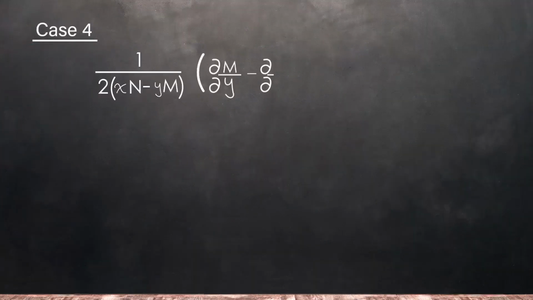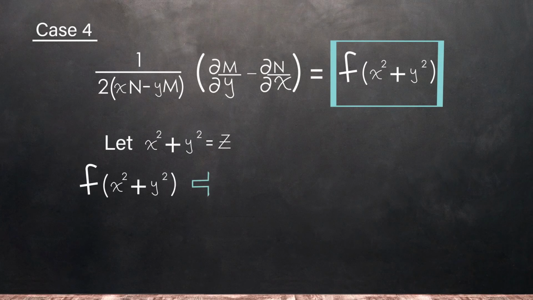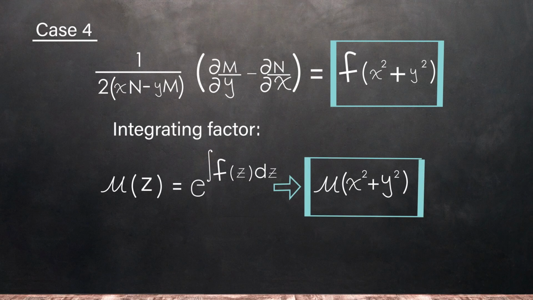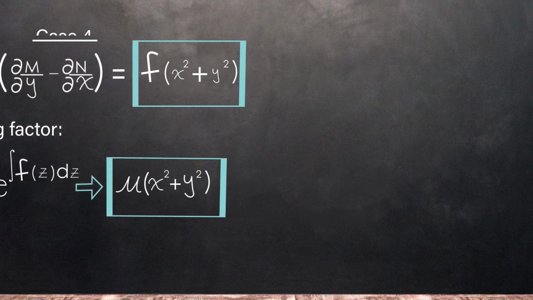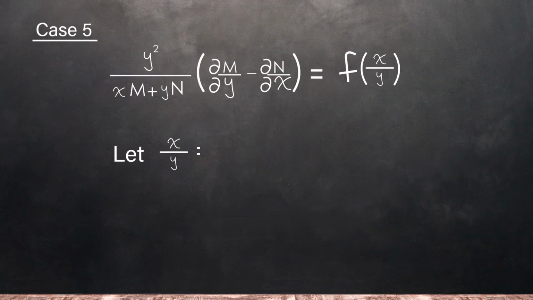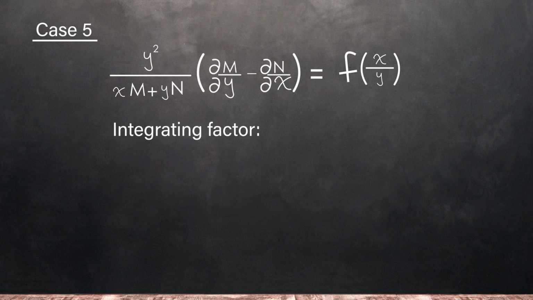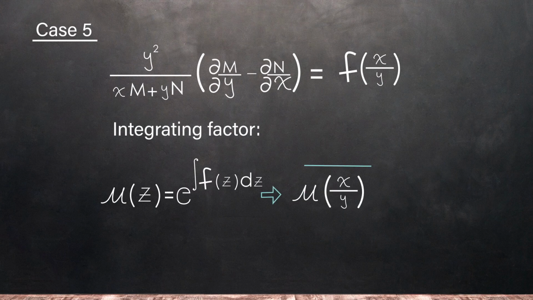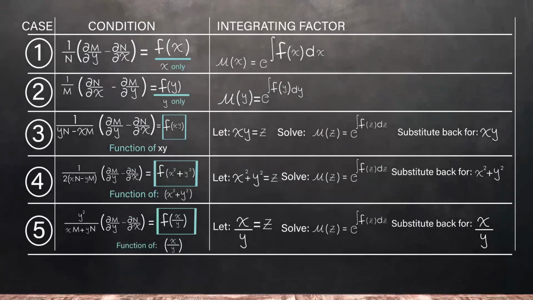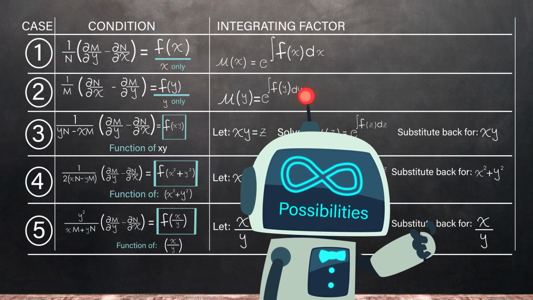If this expression is a function of x squared plus y squared, then by making a change of variable, we can calculate our integrating factor in terms of z, and then substitute back in terms of x squared plus y squared. If this expression is a function of x over y, then if we let x over y be z, we can make a change of variable, calculate our integrating factor, and then change back in terms of x over y. These 5 cases are not the only ones that exist. If you find another integrating factor that works for the equation you are solving, that is also okay.